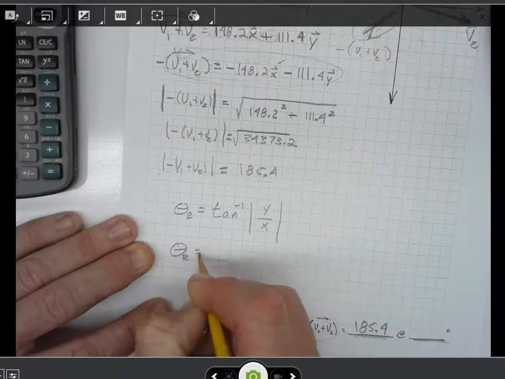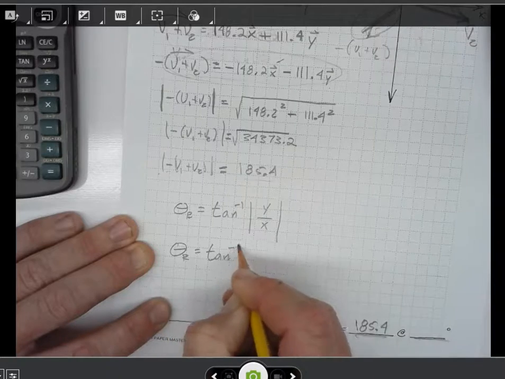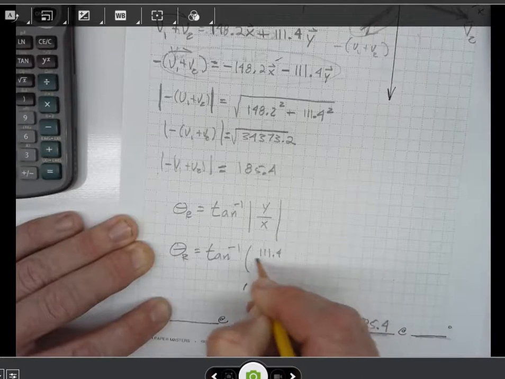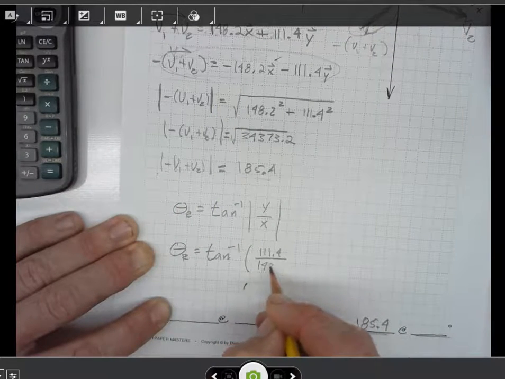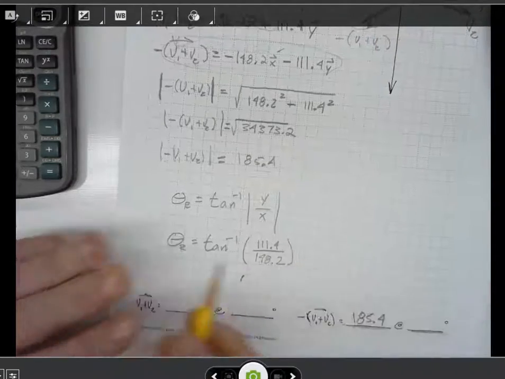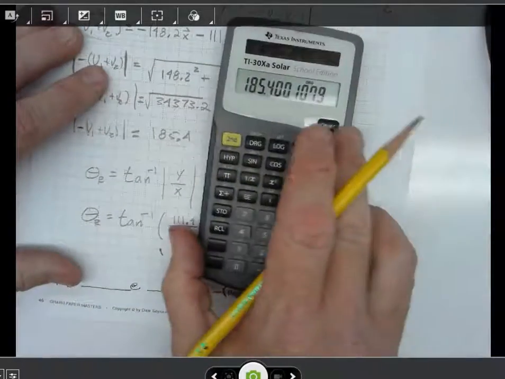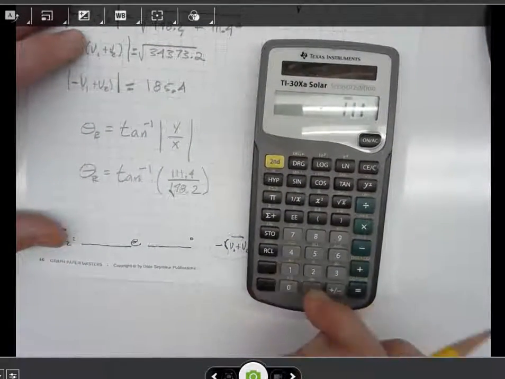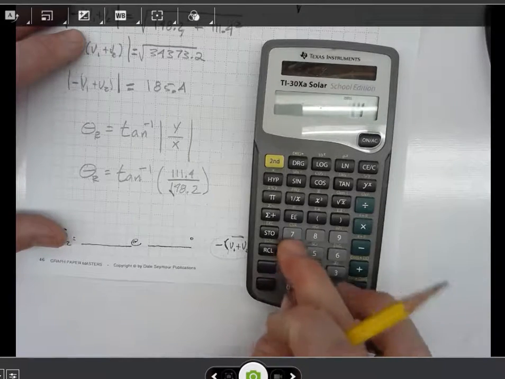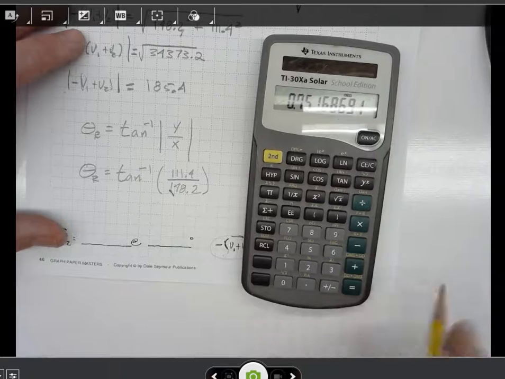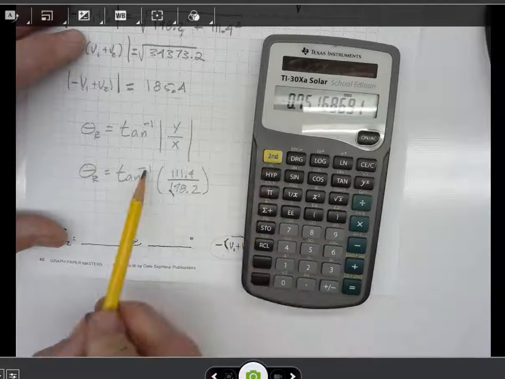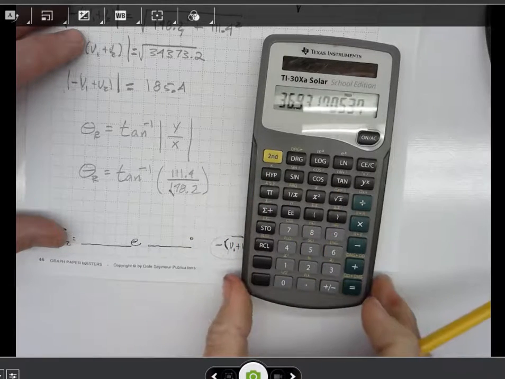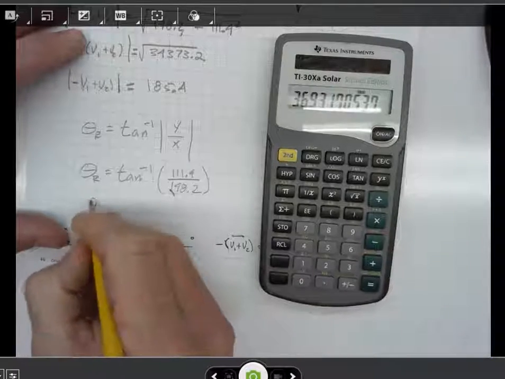So the reference angle is the inverse tangent of the y, which is 111.4, over the x, which is 148.2. So put that here. So let's go 111.4 divided by 148.2, get an answer. Then I'm going to do second. So the inverse tangent is going to be second tangent. And that's going to be 36.9 degrees is my reference angle.